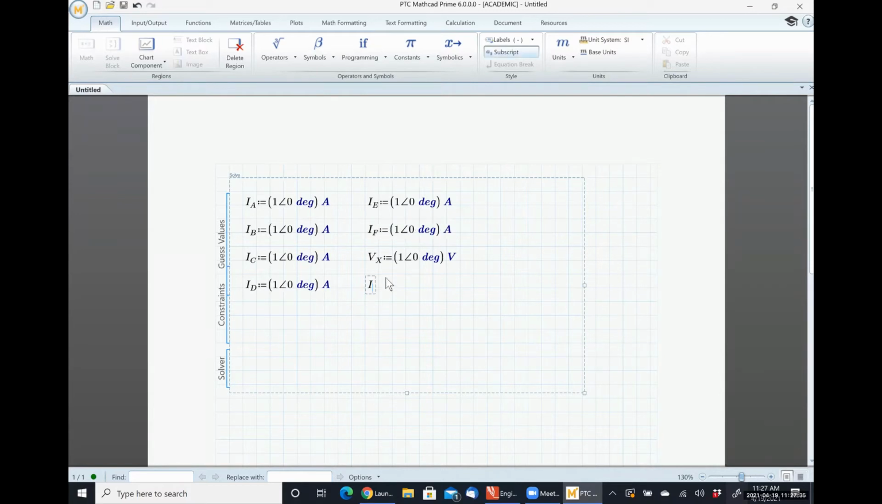And then I lastly have IY. 1 angle 0 degrees amps. So those are all my random guess values. I just put 1 for everything because that usually works out for me pretty well. For my constraint equation, this is where I'm going to put in the 8 equations that we developed. So starting with my supermesh equation, I might have to go back and forth between this.